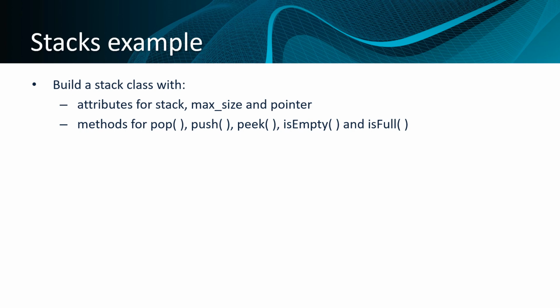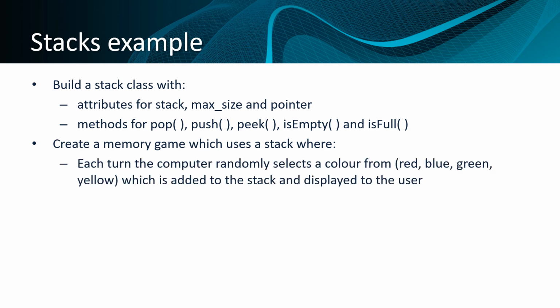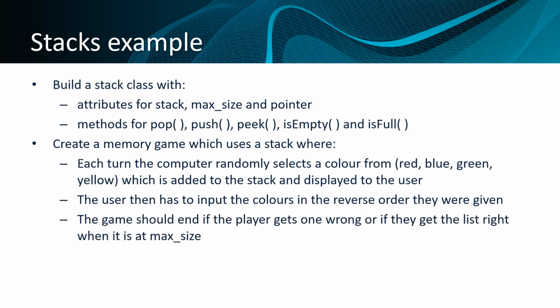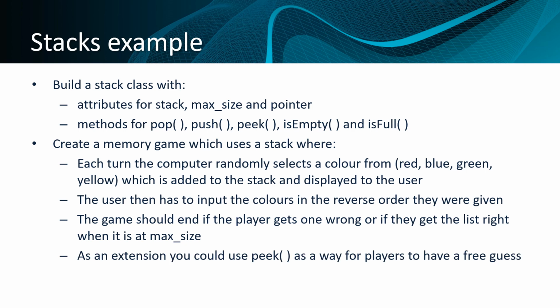After you've done this, we're going to create a memory game which uses a stack where each turn the computer randomly selects a color from red, blue, green or yellow, which is added to the stack and displayed to the user. The user then has to input the colors in the reverse order they were given. That is, it has to match the colors as they're popped off the stack. The game should end if the player gets one wrong, or if they get the list right when it is at its maximum size. As an extension, you could use peek as a way for players to have a free guess.